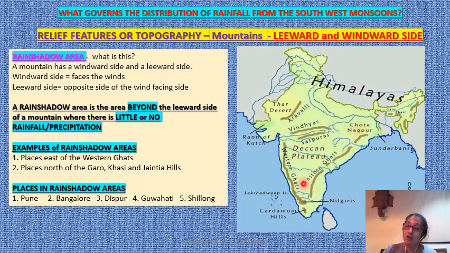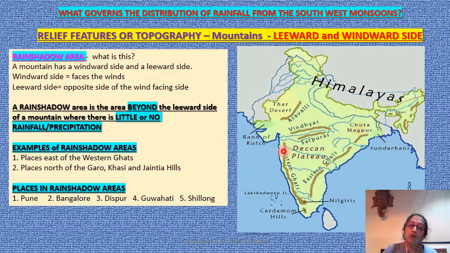Examples of rain shadow area. Places east of the Western Ghats. These are the Western Ghats. This is west, this is east. Places east of the Western Ghats are in the leeward side, in the rain shadow area. They're going to get hardly any rain.